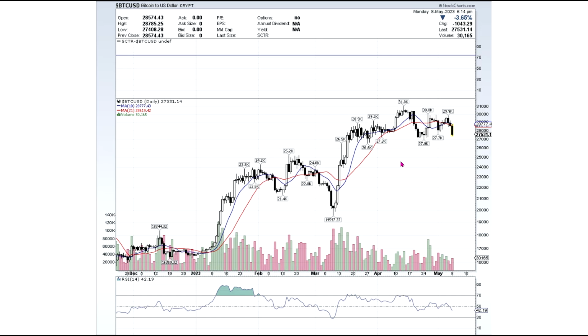But looking at that monthly chart, there's a lot of space between where this market is and the highs. I just don't see what I'm seeing on the charts right now. I just don't see it going up to new highs right now.